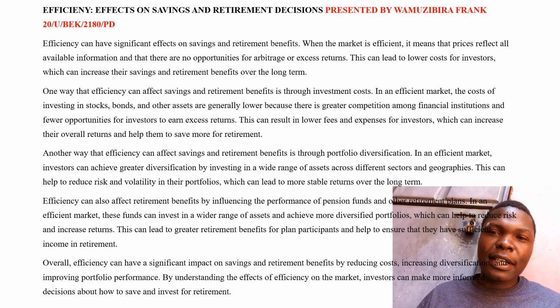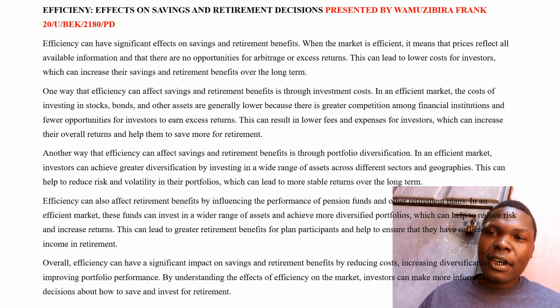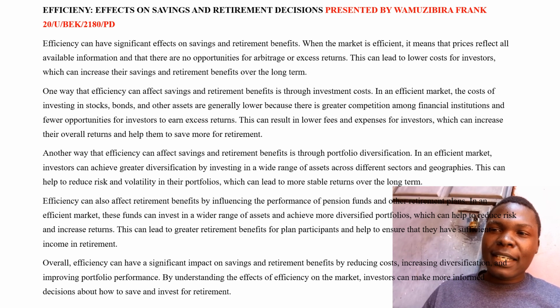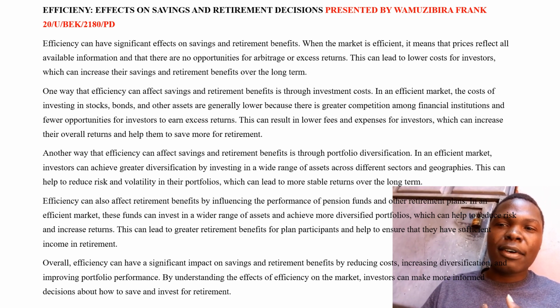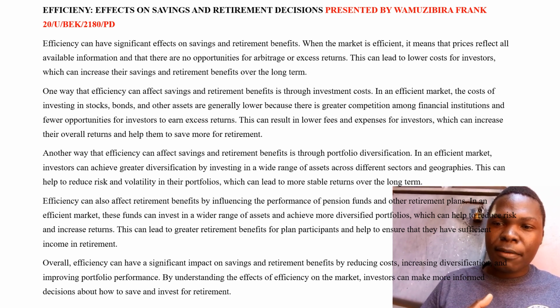I'm Frank, taking you through the efficiency effects on saving and retirement decisions. Efficiency can have significant effects on saving and retirement decisions. When the market is efficient, it means that prices reflect all available information and that there are no opportunities for arbitrage or excess returns. These are some of the ways efficiency can affect savings and retirement decisions.